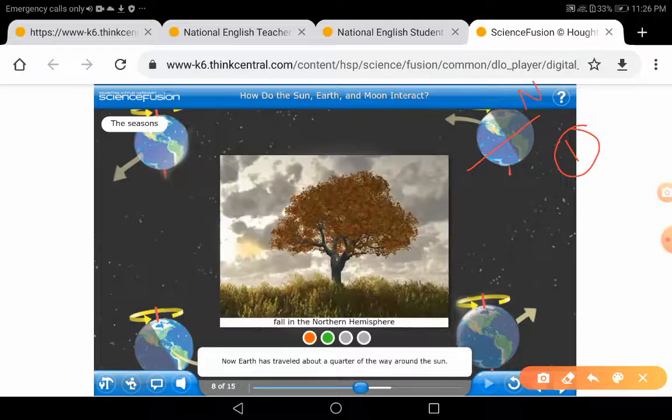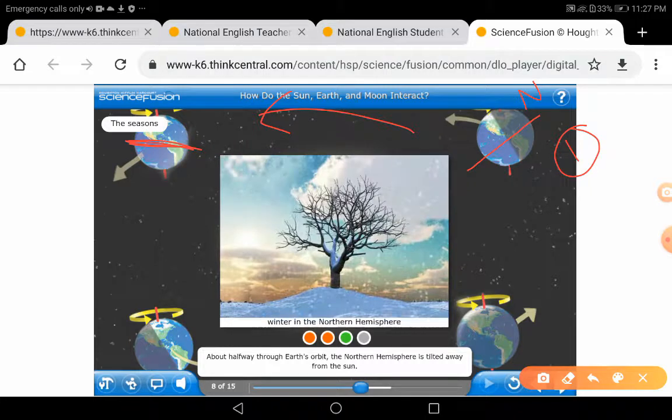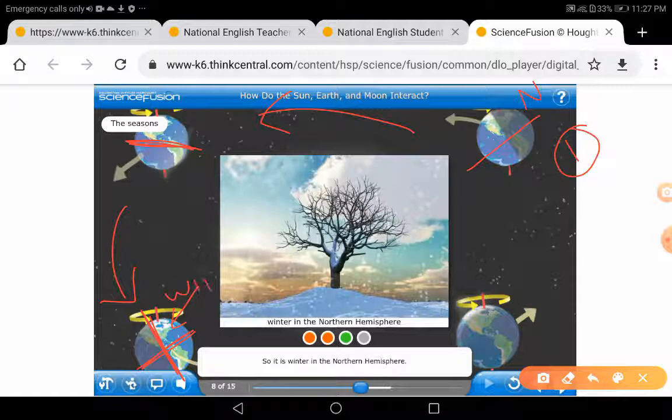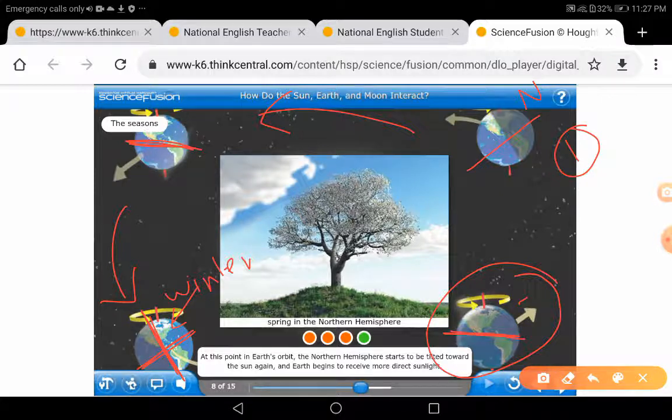Now Earth has traveled about a quarter of the way around the sun. The northern hemisphere begins to be tilted away from the sun, and fall arrives. About halfway through Earth's orbit, the northern hemisphere is tilted away from the sun. This area of Earth receives less direct sunlight than the southern hemisphere at this point. So, it is winter in the northern hemisphere. At this point in Earth's orbit, the northern hemisphere starts to be tilted toward the sun again, and Earth begins to receive more direct sunlight. So, it is spring in the northern hemisphere.